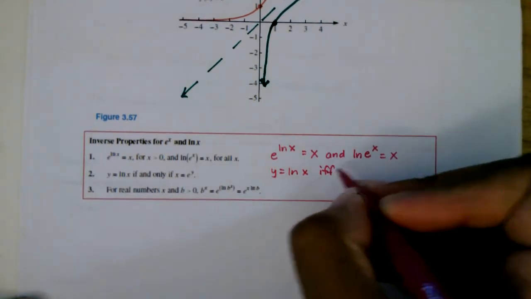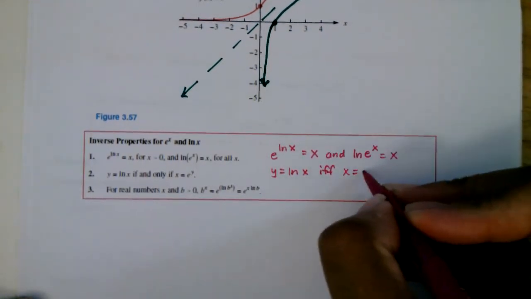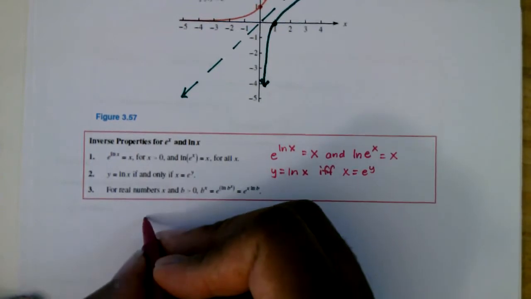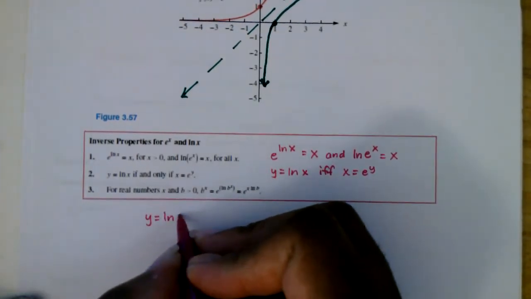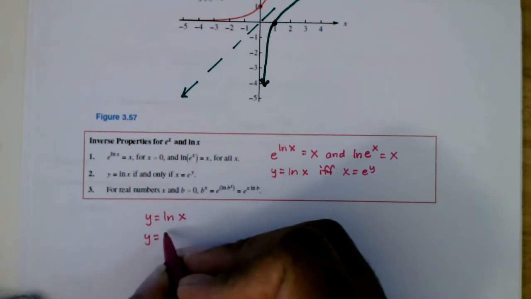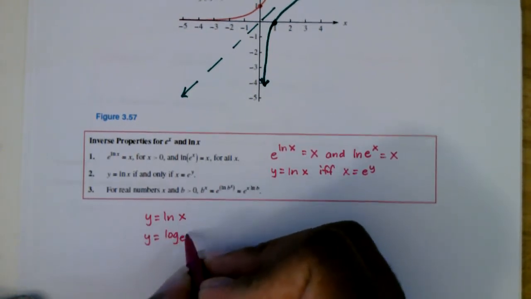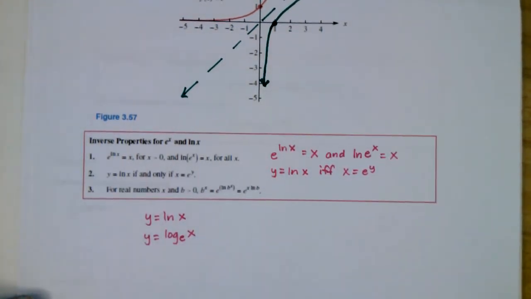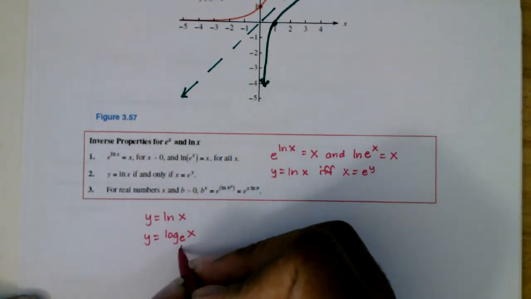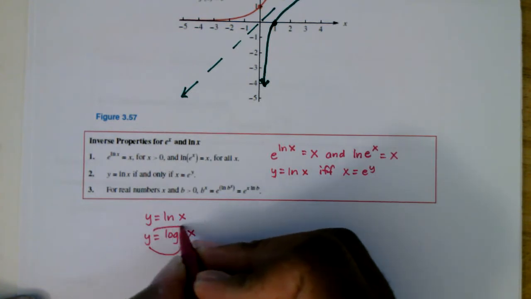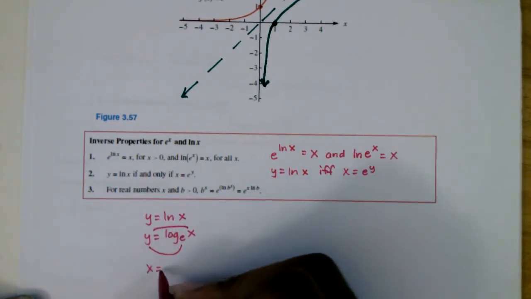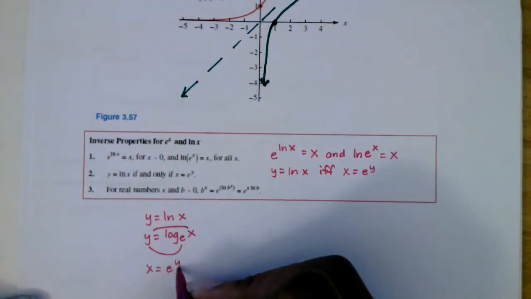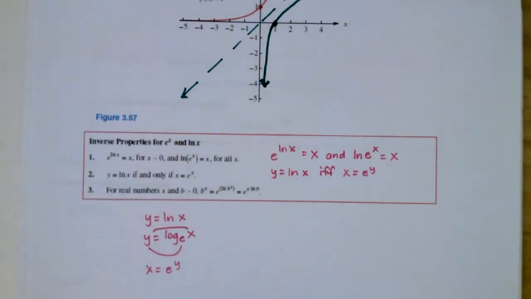I'm using this notation for if and only if x is equal to e to the y. Because if you think of y is equal to ln of x, that's equivalent to saying log to the base e of x, because ln of x is the same as log to the base e of x. And if I was to convert that into its equivalent exponential form, it would be this: e to the y equals x. Or we can say x is equal to e to the power of y.